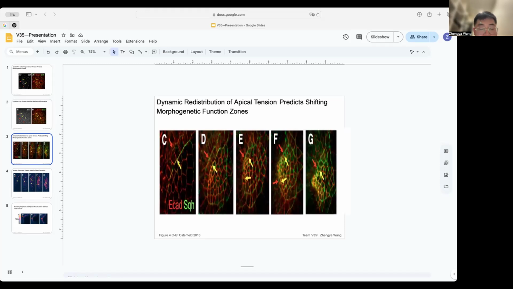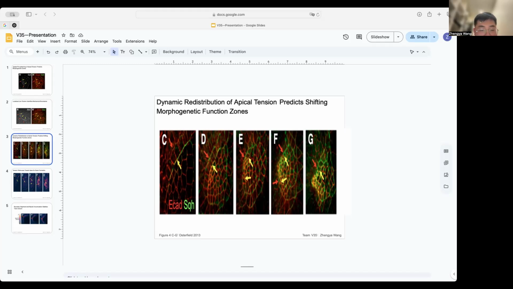Slide 3 talks about panels C to D. It describes how dynamic reorientation of tension drives morphogenesis. This panel series tracks the apical surface of the primordium from early to late stage.